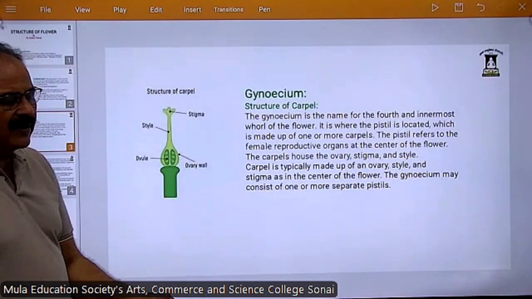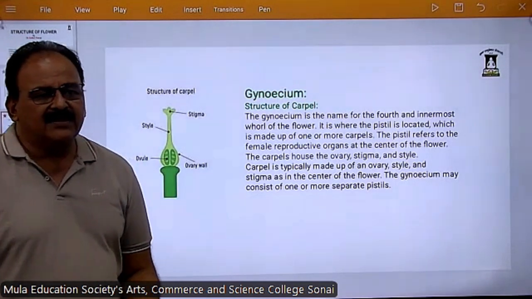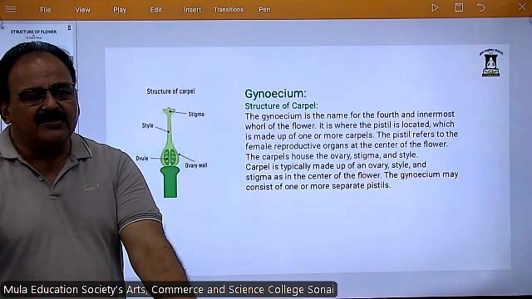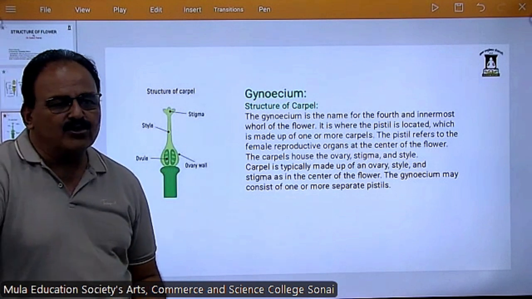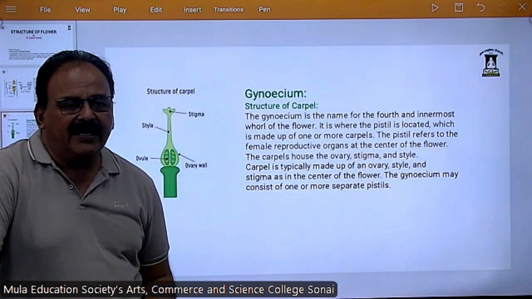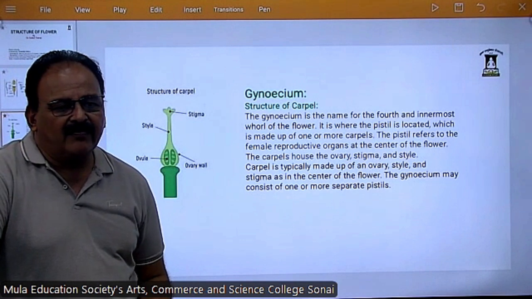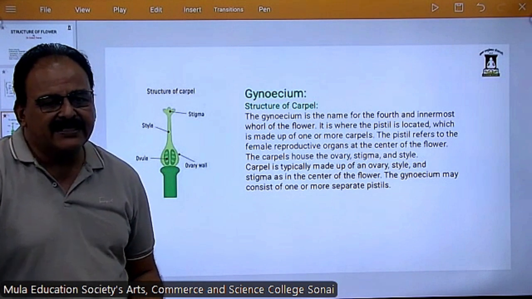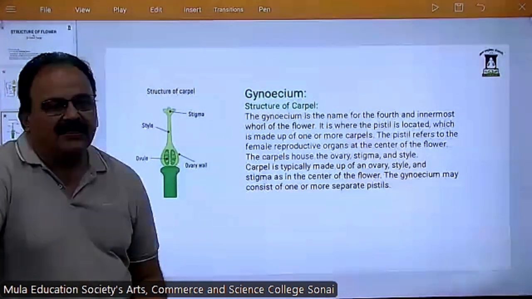Then the second essential whorl is the gynoecium, or the structure of the carpel. The gynoecium is the name for the fourth and innermost whorl of the flower. It is where the pistil is located, which is made up of one or more carpels. The pistil refers to the female reproductive organ.